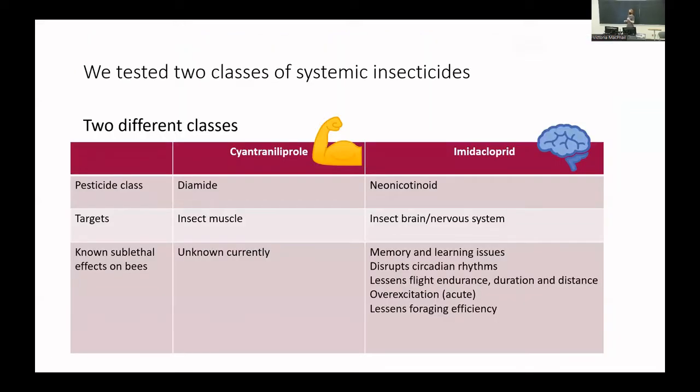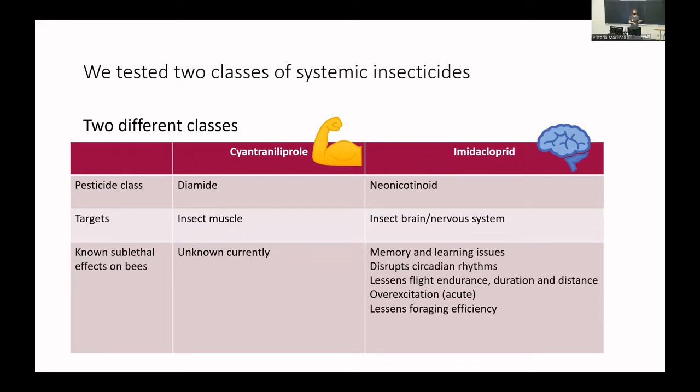In our experiment, we tested 2 different classes of pesticides, and we did this because imidacloprid, which is a neonicotinoid, its mode of action is on the brain. So to keep this straight in your head, brain icon means neonic, the imidacloprid. And we already know this one's bad. We've got lots of evidence of sublethal effects, including on flight. So this is kind of like our positive control. This is going to be bad for bees.